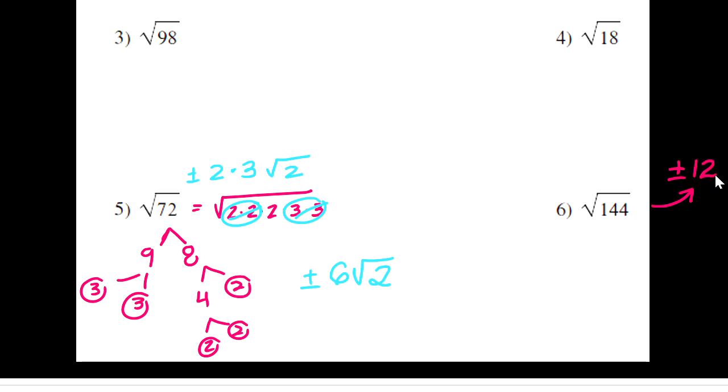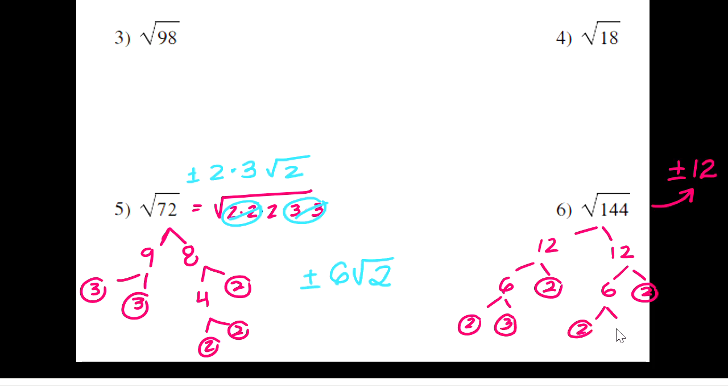So we really don't have to go any further. I'm going to go ahead and break it down just to prove that. If I were to take that 144 and go 12, 12, let's just prove that what we're doing works. The 12s can become 6, 2, 6, 2. And the 6's can become 2, 3, 2, 3. So if I think about breaking the square root of 144 down, I would be breaking it into 2 times 2 times 3 times 2 times 2 times 3.